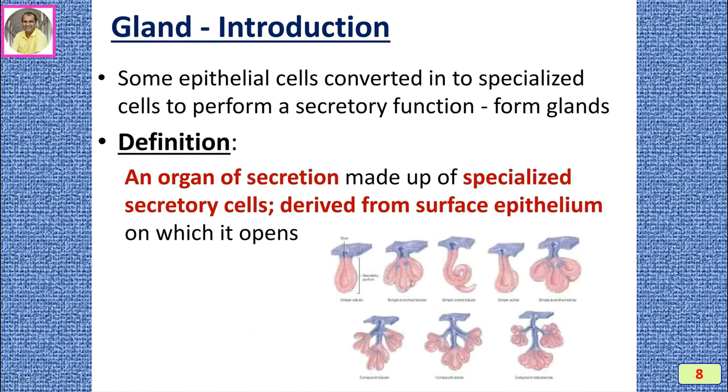Some epithelial cells are converted into specialized cells which secrete material required by the body for digestion, cooling, or many other functions. A gland is an organ of secretion made up of specialized secretory cells derived from the surface epithelium on which it occurs.